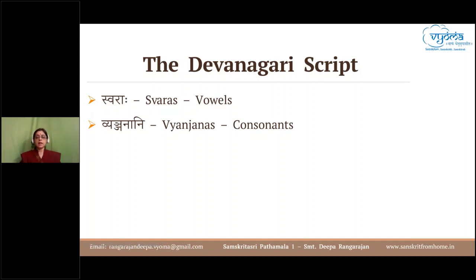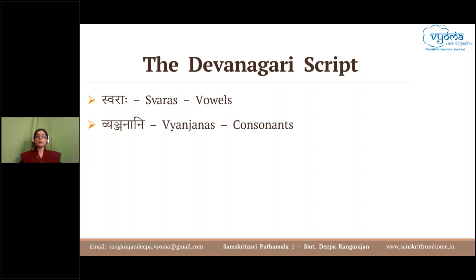Then there are Antasthaha, which are Ya, Ra, La, Va. And then there are Ushma Varnas, which are Sha, Sha, Sa, and Ha. So the Antasthaha and Ushmanaha together form the Avargiya Vyanjanas.